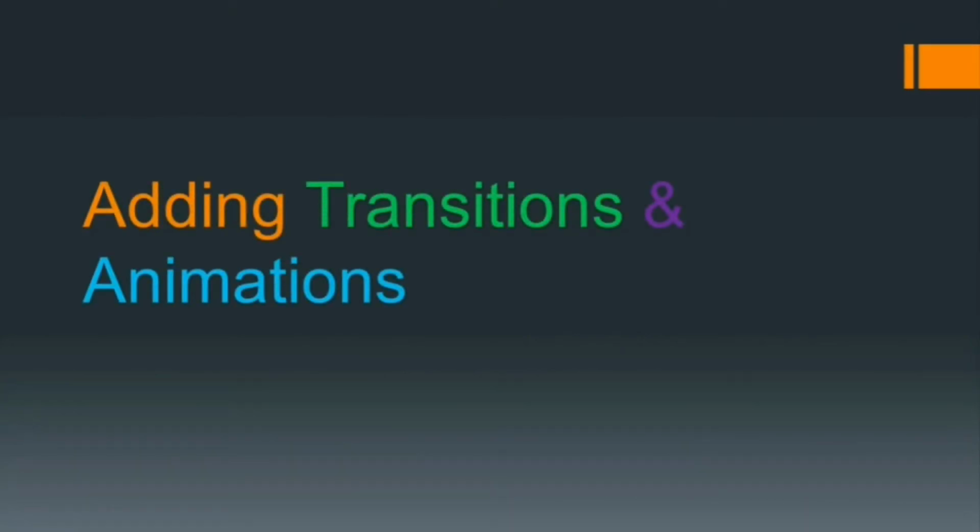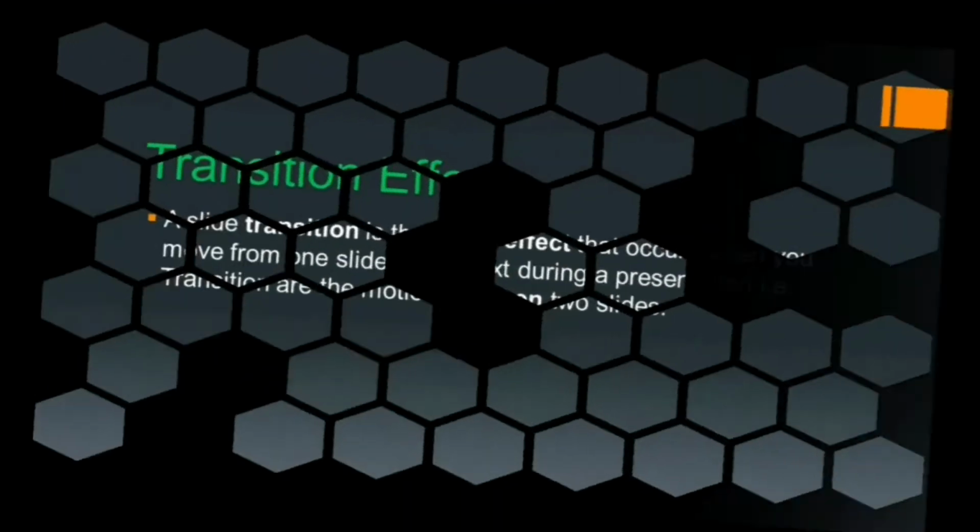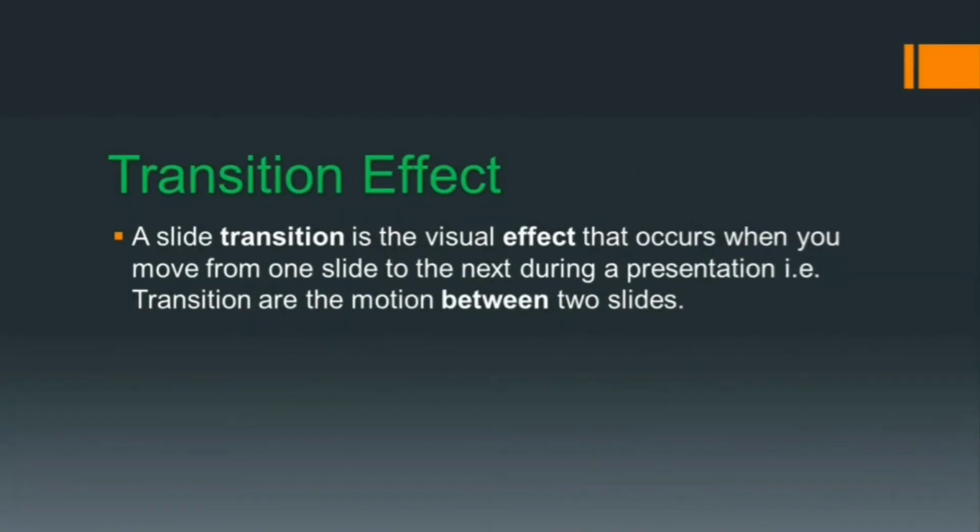Students, today we are going to learn about how to add transitions and animations to our slide. First, let's understand what is a transition effect. A slide transition is the visual effect that occurs when you move from one slide to the next during a presentation. That is, the transition or the motion between two slides.